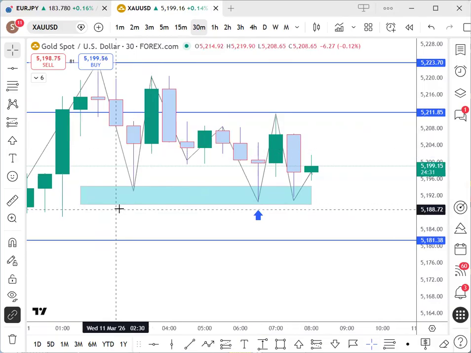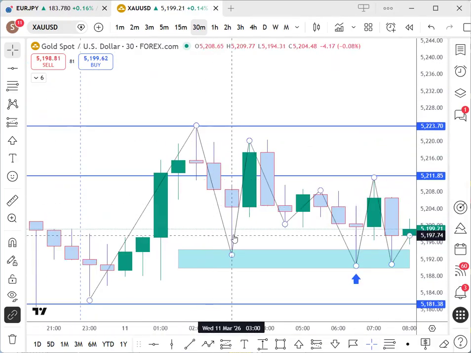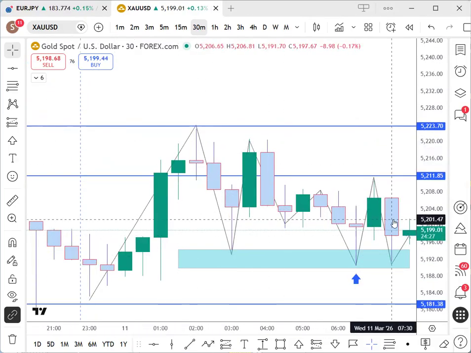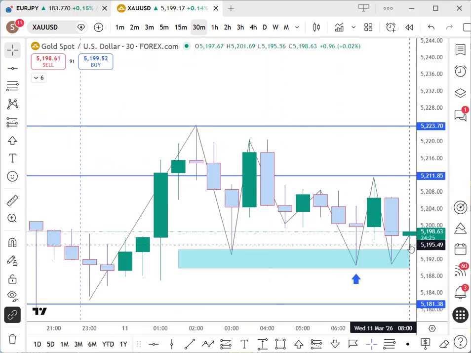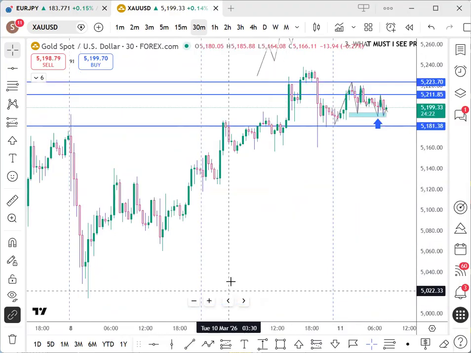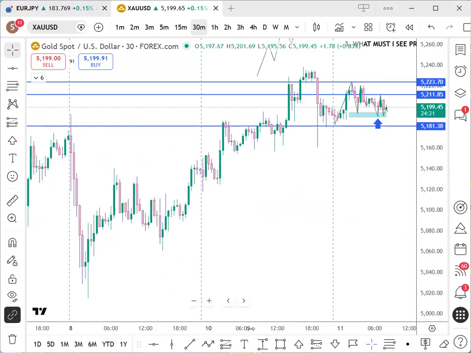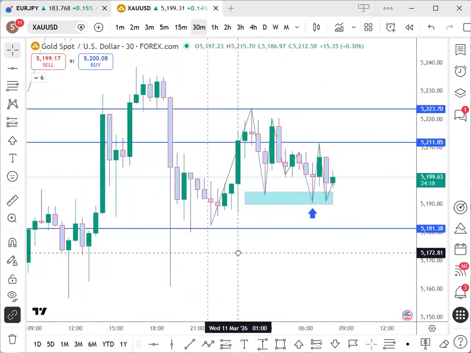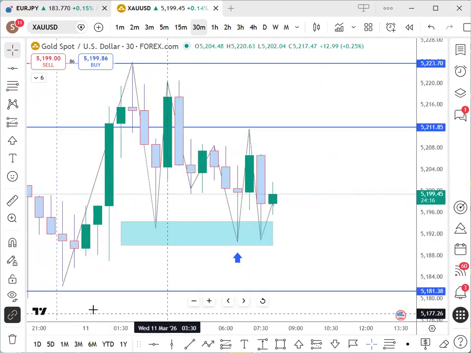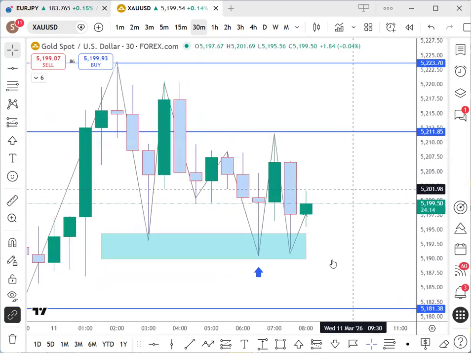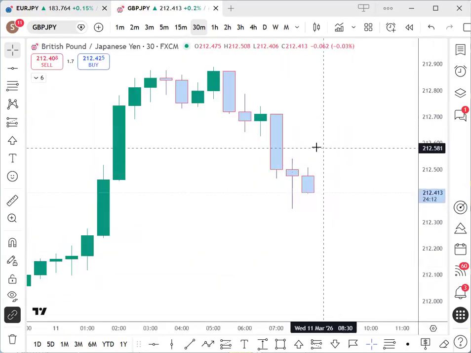Okay. But when you're just using break of structures, you know that all this action here is a pullback. Okay. Right. So let's continue. Oh, what happened? Okay. Yeah, I wanted to increase the zoom a bit. Okay, let's look at the next chart.